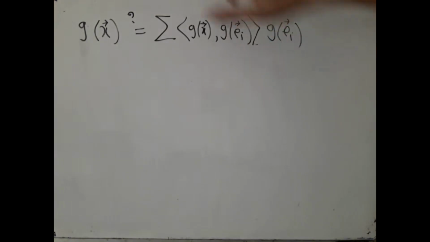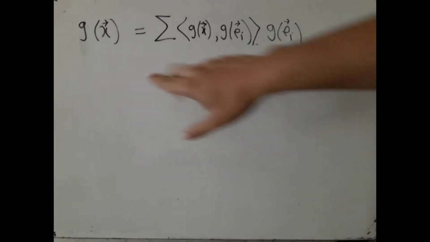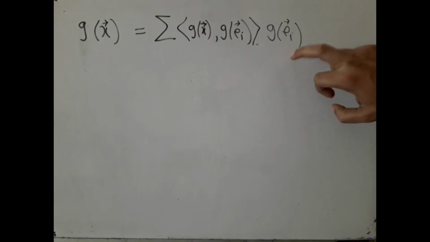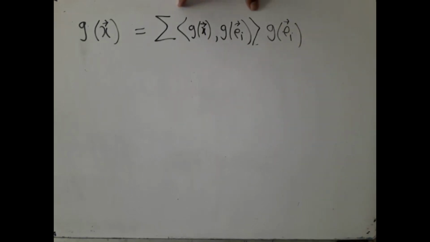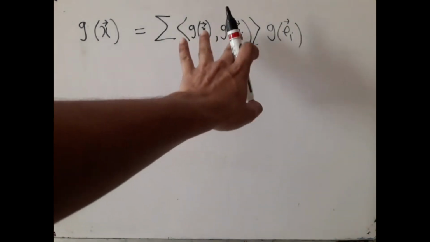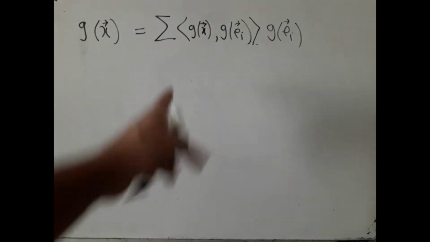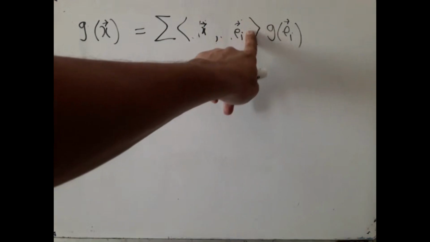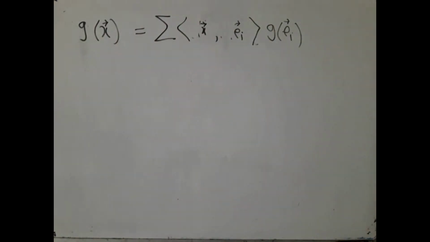I have this thing. So I am expanding g(x) with respect to these basis vectors. I know that the coefficient of this will be given by the dot product between the vector that I am expanding and the particular basis vector that I am considering. Now I know that g is an isometry, so it preserves inner products and norms. So whether I take the inner product between g(x) and g(ei), it is the same as taking the inner product between x and ei. So I get a lot of simplification.